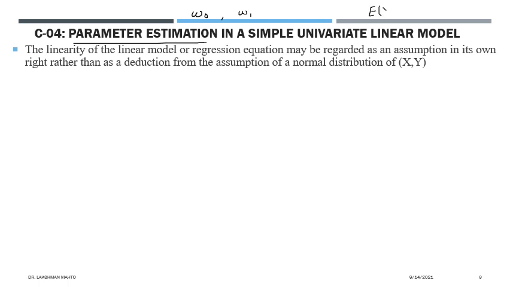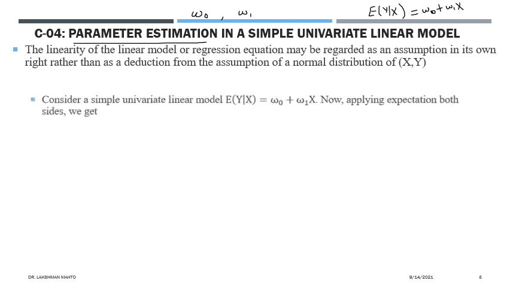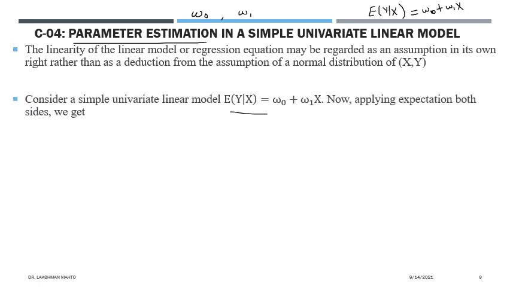That means the conditional expectation of y given x is a linear function of x. Remember that here I am not saying anything about the joint distribution of x and y. That may be anything, I don't know, but I am assuming that this conditional expectation, or regression function, is linear: omega naught plus omega 1 times x. So we have taken a linear function. So consider a simple univariate linear model. This is the linear model as a linear function of x, and it is linear in terms of the parameters, the parameterized form.